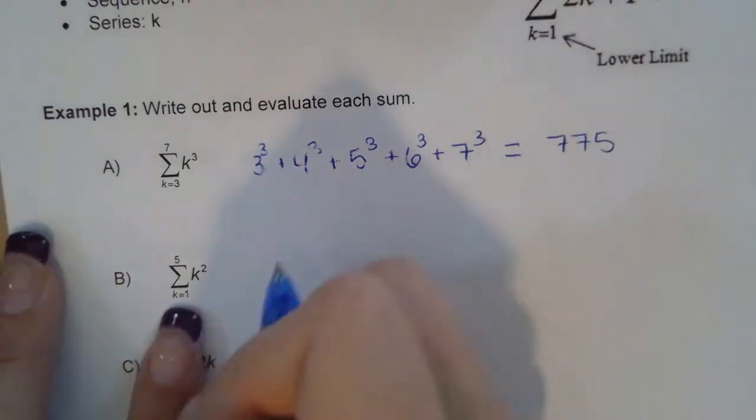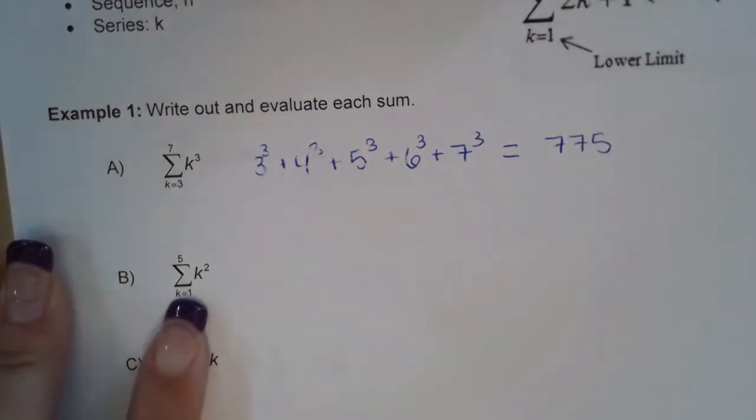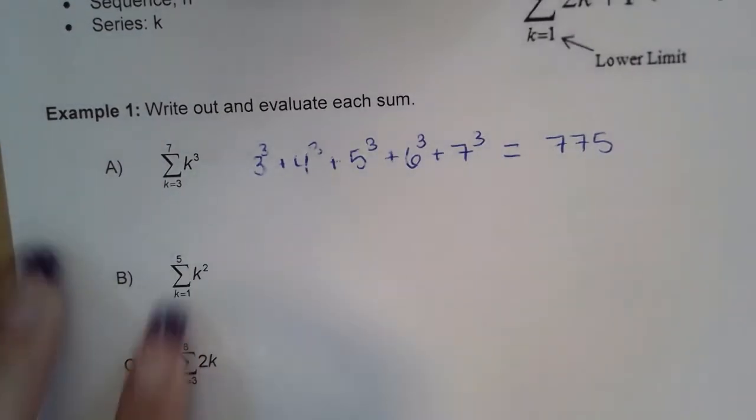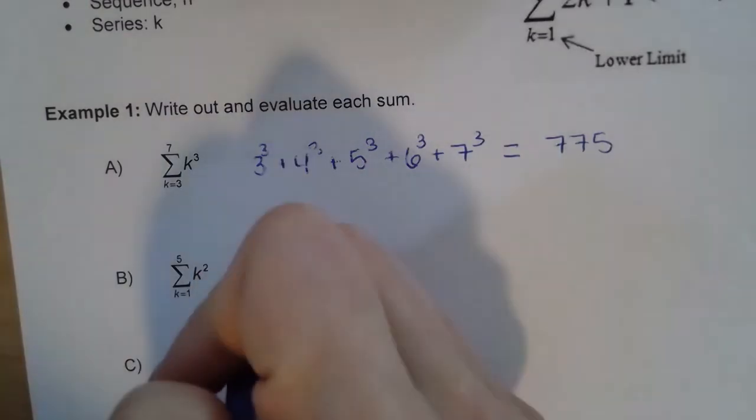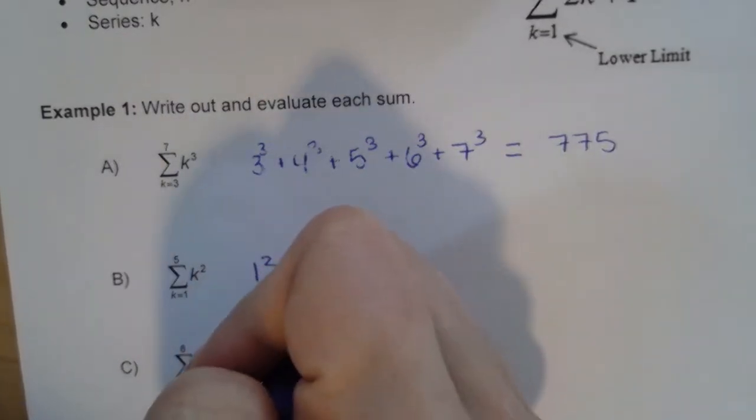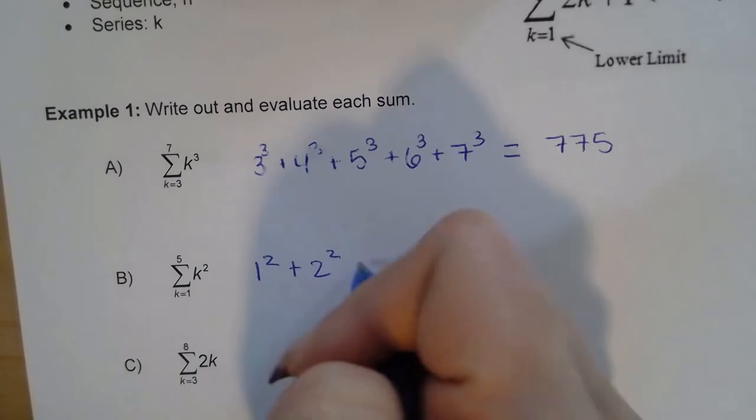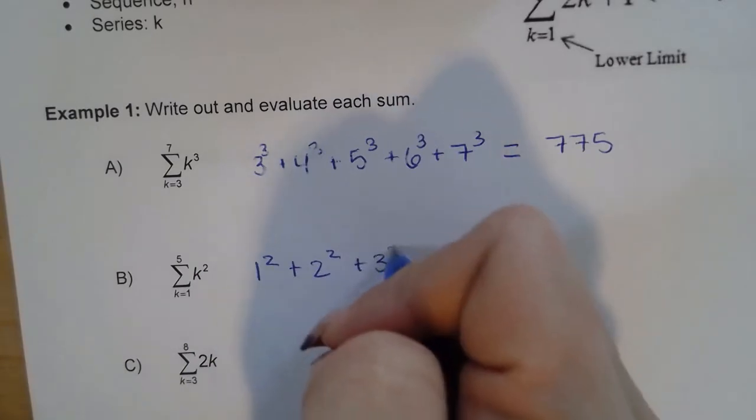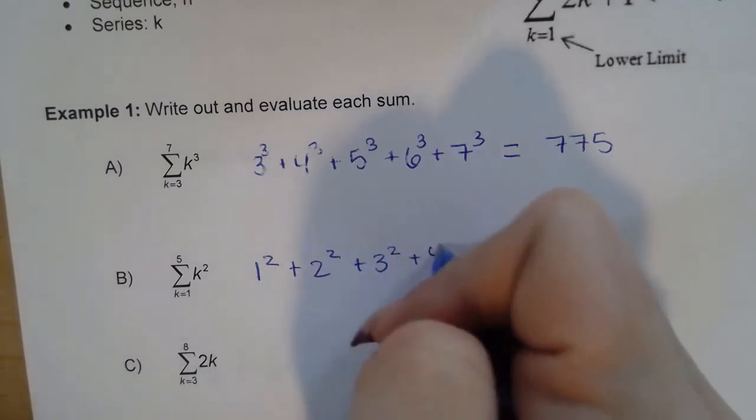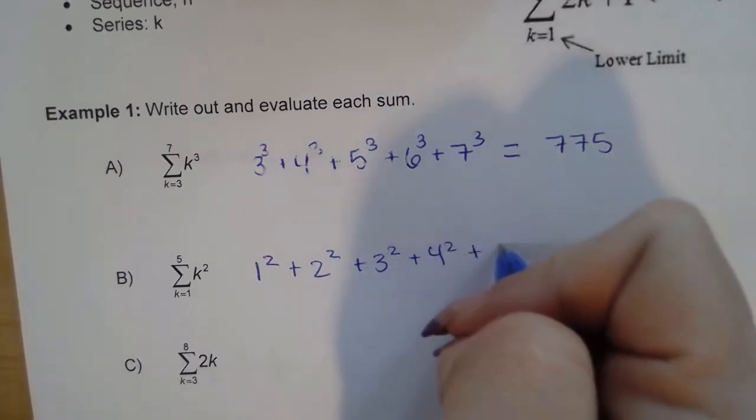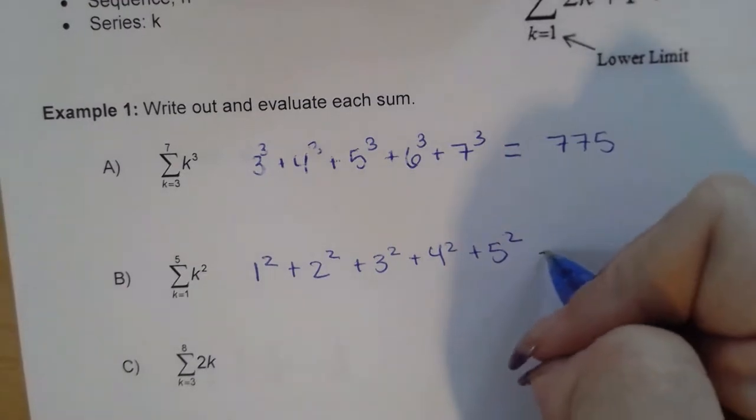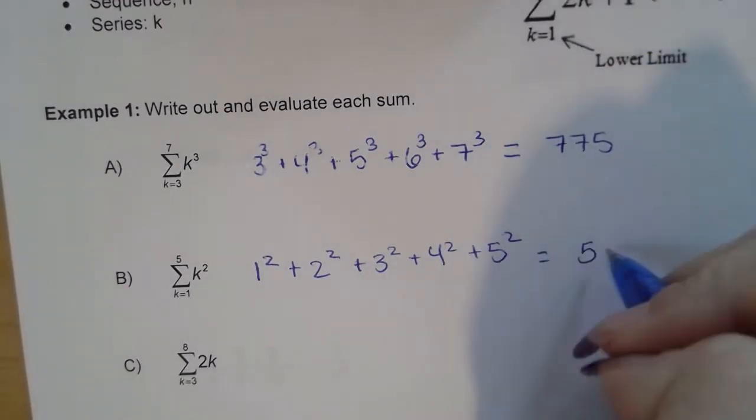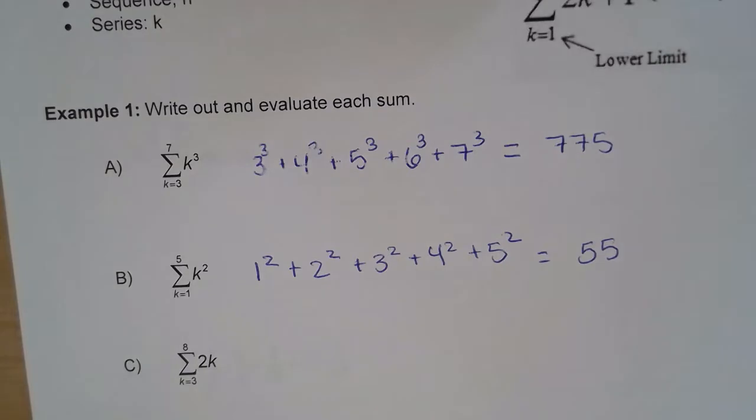In the next one, we're going to start with k being 1, and we're going to go all the way to the fifth term, in other words, plugging in 5 for k. So I get 1 squared plus 2 squared plus 3 squared plus 4 squared plus 5 squared. When I do all of that in my calculator, I will get the value of 55. So the summation is 55.